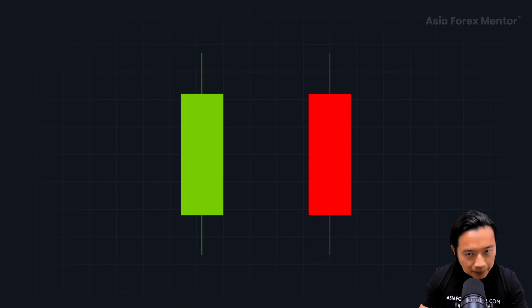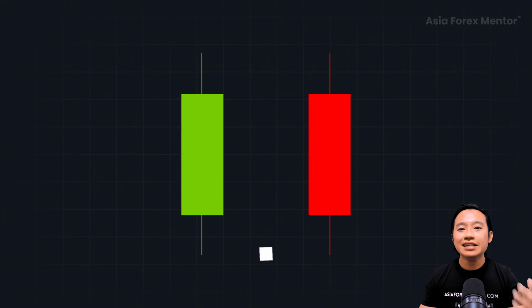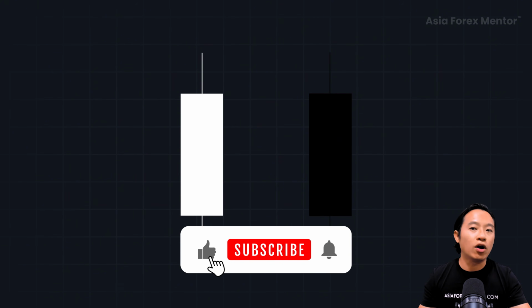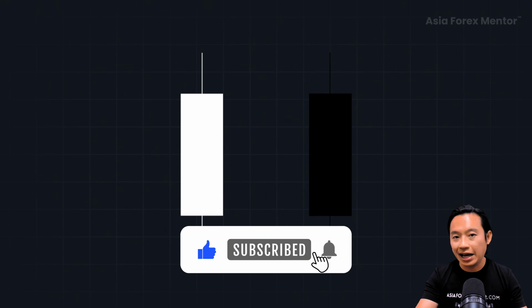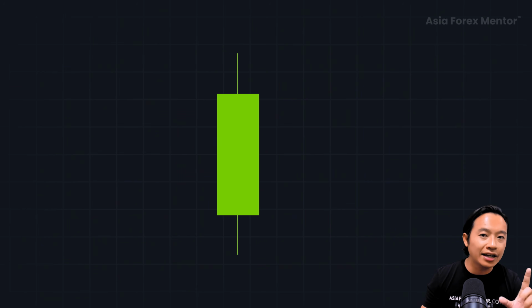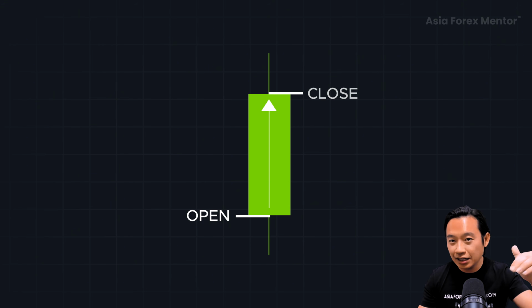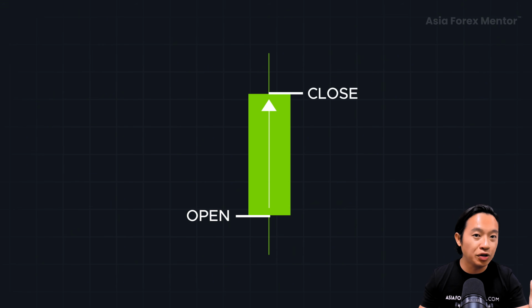Candlestick patterns typically use two primary colors, the green and the red. Sometimes these colors may appear as white or black, depending on your chart settings, but they are commonly represented by the red and the green. So for instance, if you take a look at this green candle here, when you see a green candle on the chart, it signifies what? It signifies that the price has closed higher during the specific time period it represents.